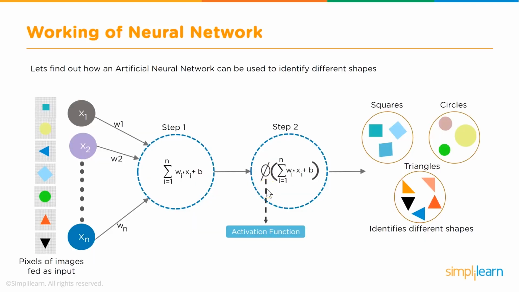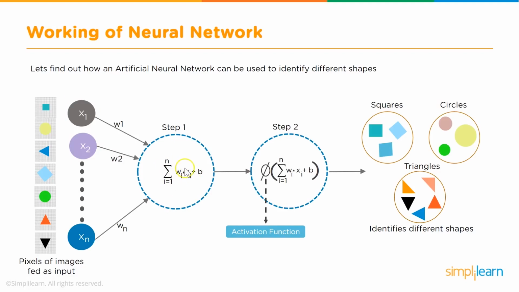So how does this training process work? This is a quick view of how the training process works. We have seen that a neuron receives inputs, and then there is a weighted sum, which is the summation of xi, wi, plus the bias.